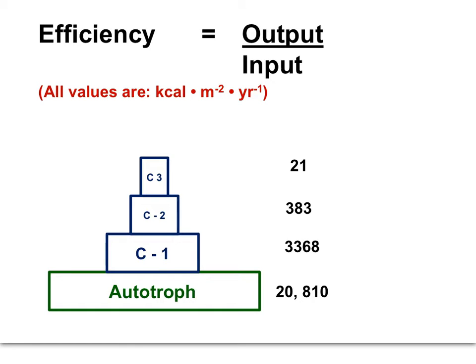Here is the same productivity pyramid shown in the last slide. If you do some mental math, you can see the efficiency of energy transfer from primary consumer to secondary consumer is approximately 10%. What is the efficiency of energy transfer from secondary consumer to third level consumer? 21 kilojoules per meter squared per year divided by 383 kilojoules per meter squared per year times 100 gives a result of 5.5%. You can check the math on your own to confirm your understanding of calculating efficiency.